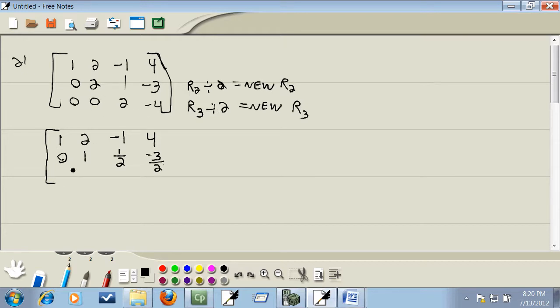Now our last row, divided by 2. 0 divided by 2 is 0. 0 divided by 2 is 0. 2 divided by 2 is 1. Negative 4 divided by 2 is negative 2. And now it's in row echelon form.